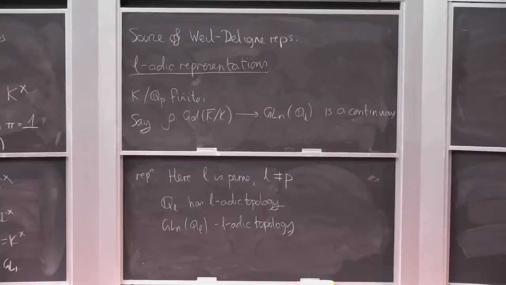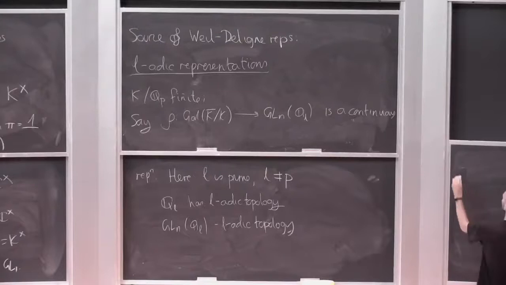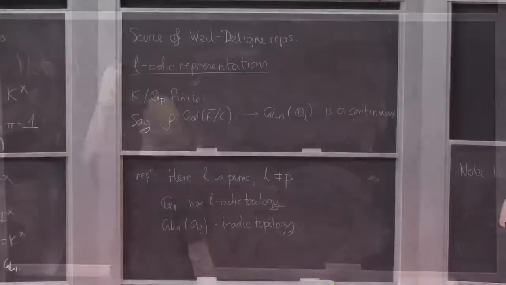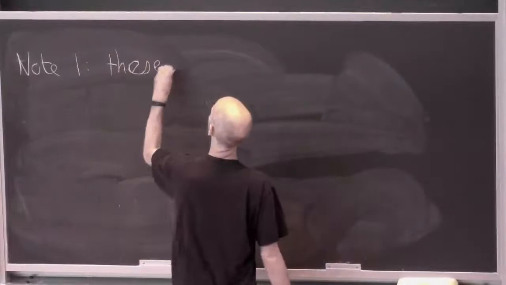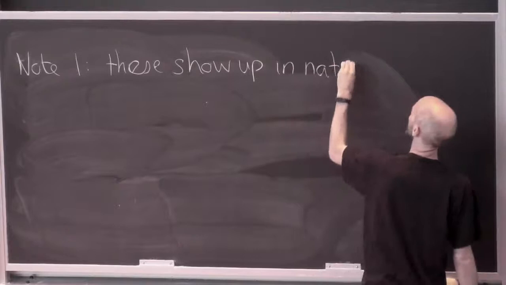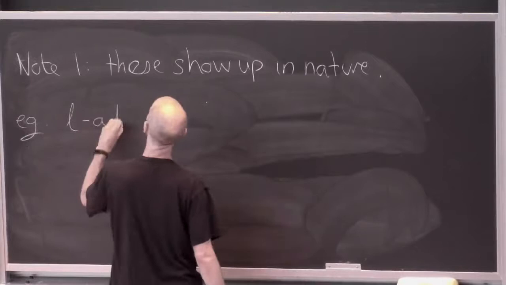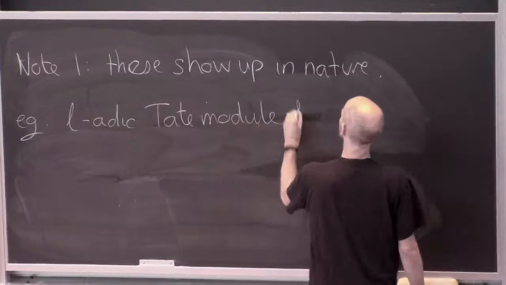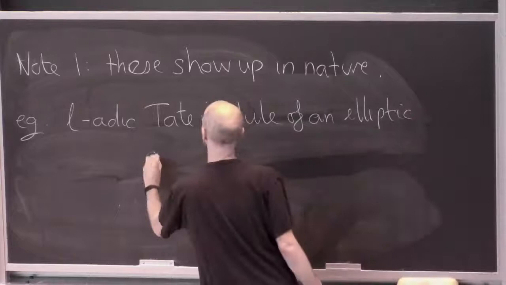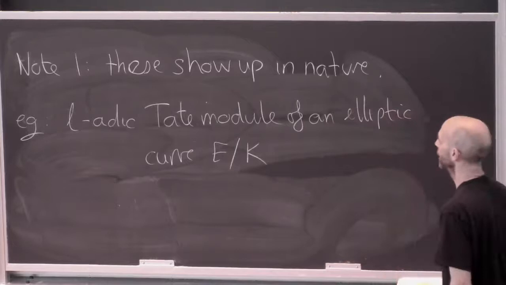So two things to observe. Firstly, note one, these show up in nature. So where do they come from? For example, the Tate module of an elliptic curve E over K. So if you know what Tate modules are, there's one.